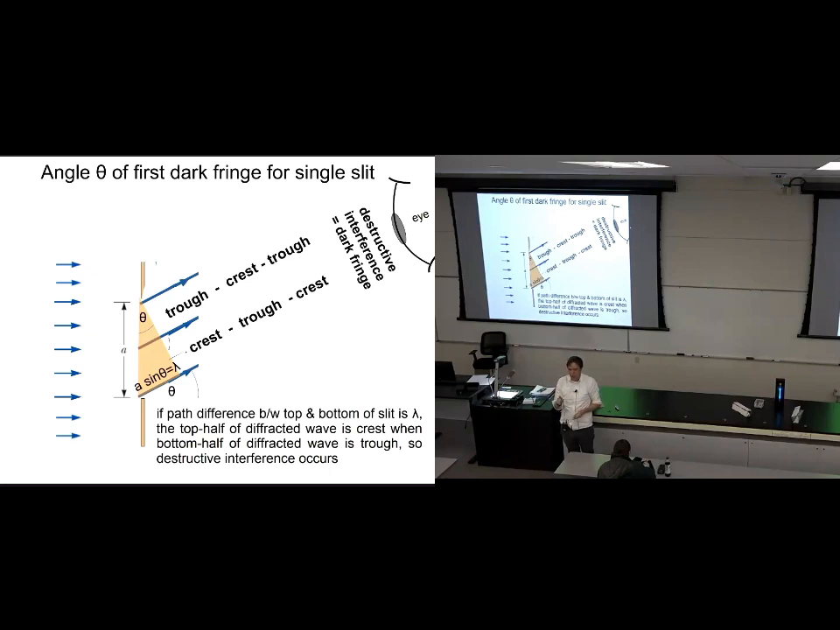That's the first dark fringe. If you continued walking towards the left, or continued walking towards the right, you'd meet another dark fringe. That would be the second dark fringe. If you continue walking further, you meet the third dark fringe, the fourth dark fringe, and so on and so forth. So there's a whole sequence of dark fringes. This is a picture of how the first dark fringe emerges.